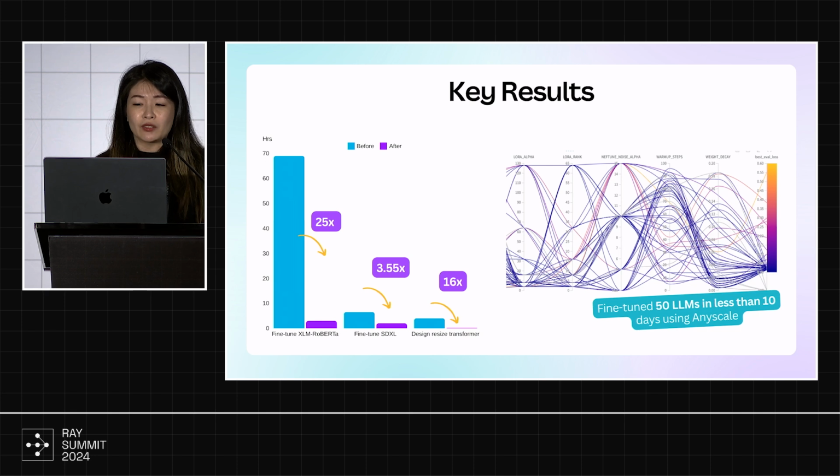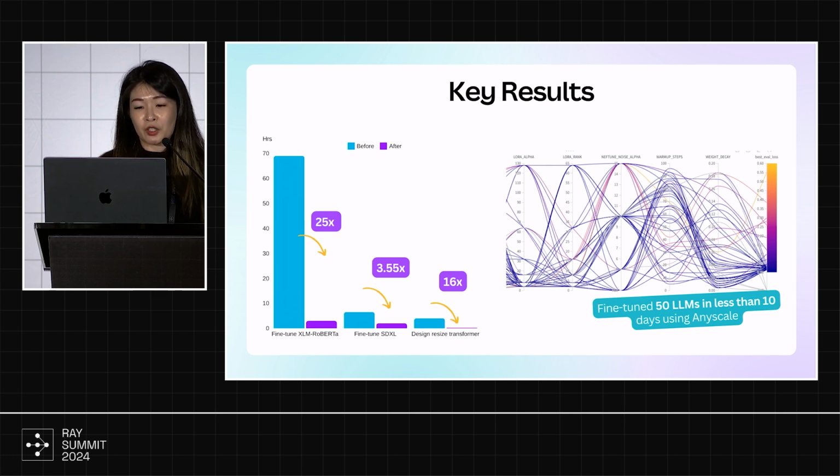Some of our key results include scaling up a fine-tuning job on the XLM-RoBERTa. This training job used to run on a single A100 GPU for close to 3 days. We scaled up to 16 A100 GPUs, so 2 p4de.24xlarge nodes, and it now runs around 3 hours.